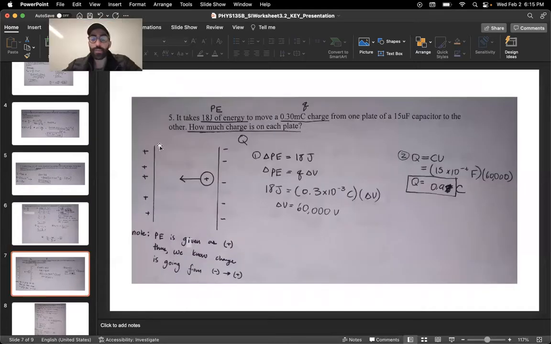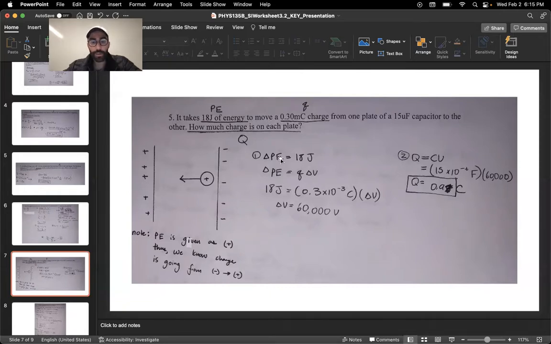So here we have another question where it's more about this takeaway right here, but let me first explain. It takes 18 joules of energy, that's potential, to move a 0.3 microcoulomb charge, that's little q, from one plate of a 15 microfarad capacitor to the other. How much charge is on each plate? First we're going to draw out parallel plates, minuses and pluses. We use a test charge, which is plus. And we need to know which way this arrow is pointing. We know that it points towards the plus because potential energy is given as a positive, and therefore it's going to be going from minus to plus.